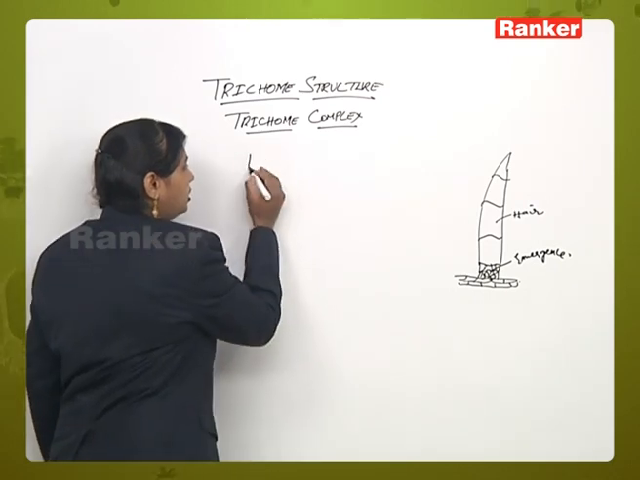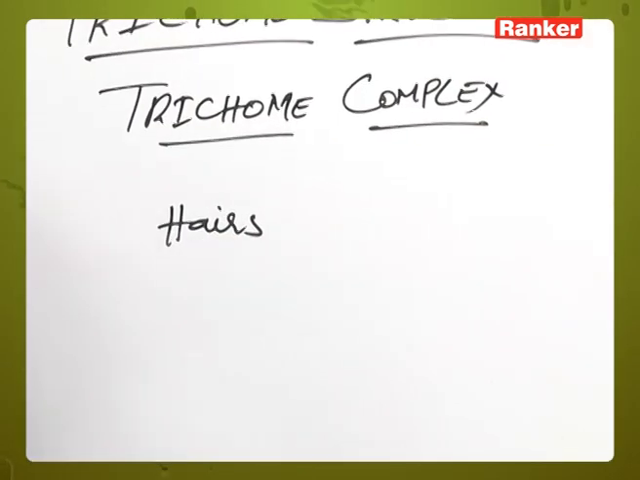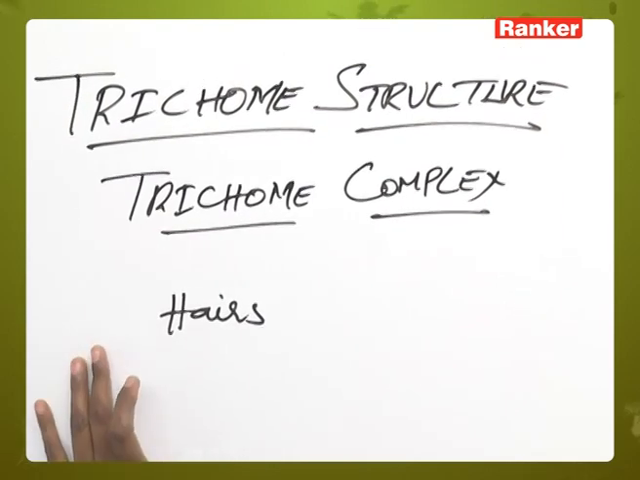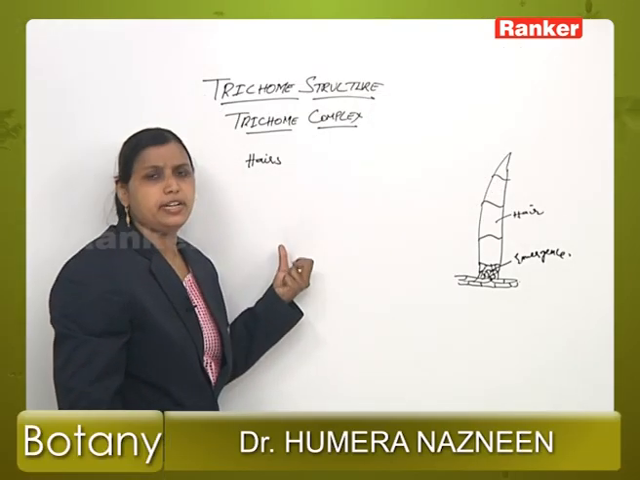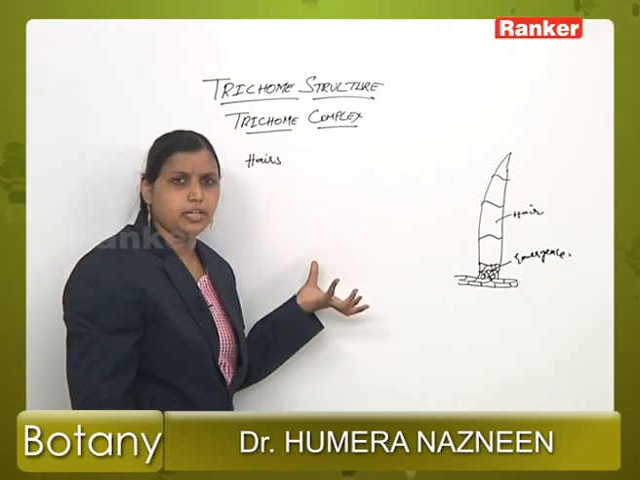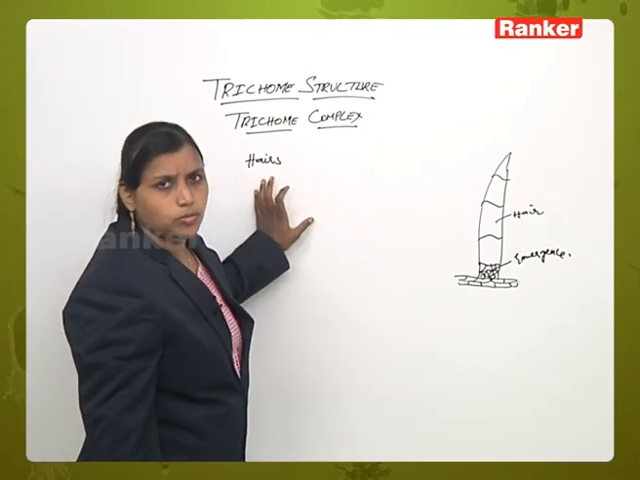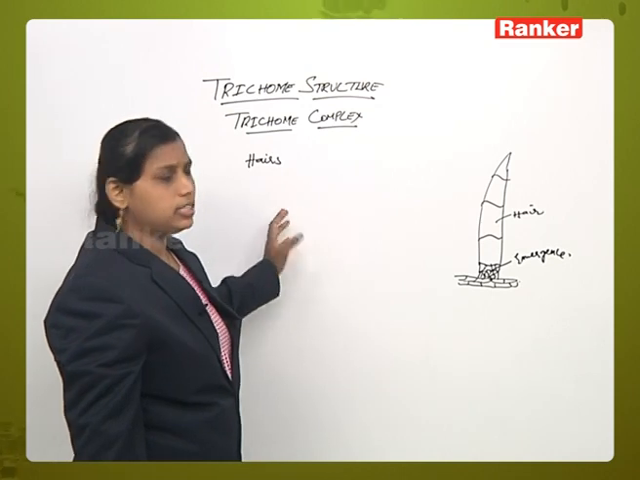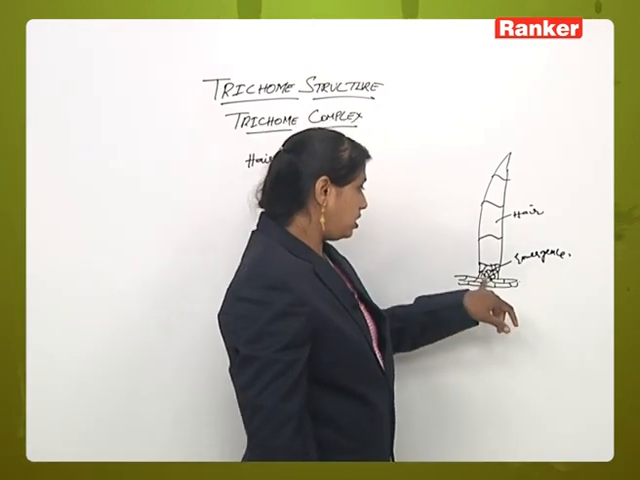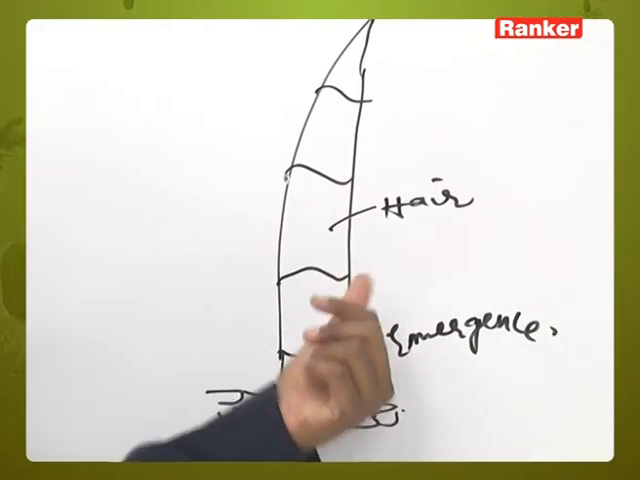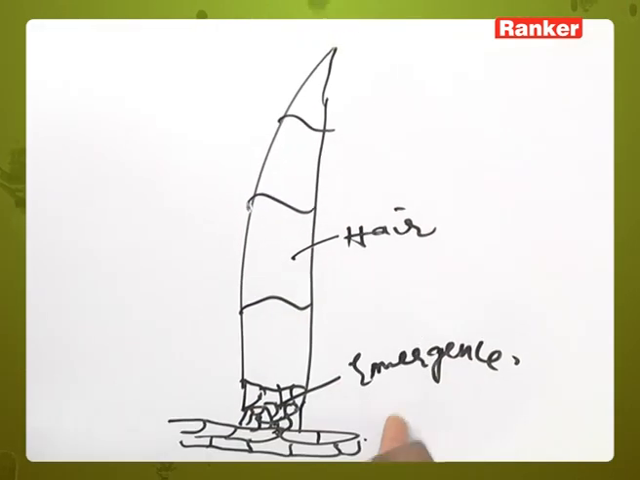Trichomes are also called hairs or hair-like structures arising from the epidermis. Any hair-like structure or appendage arising from the epidermis is called a trichome, and in addition to trichomes there are some other structures, also called emergences. See here, these structures are called hairs. These are epidermal cells, this is hair, and this is emergence.